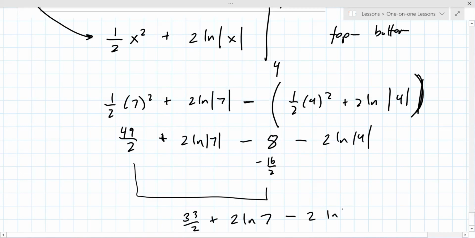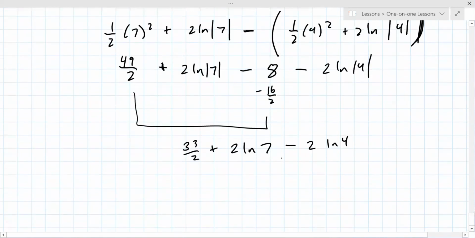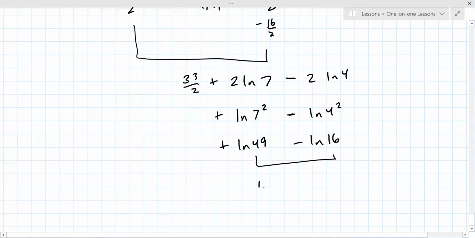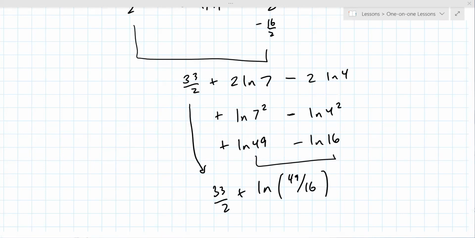There's so many things here that are not related to this course that go into this answer. This is correct, but for example, this 2 can come up here. So this becomes natural log of 7 squared, which is really natural log of 49. This 2 can come here, so it's minus natural log of 4 squared, minus natural log of 16. And then you can combine these. There's a property that says whenever it's subtraction, it becomes division. So I don't know how much of this you would need, but that gets you pretty close to your final answer for that.